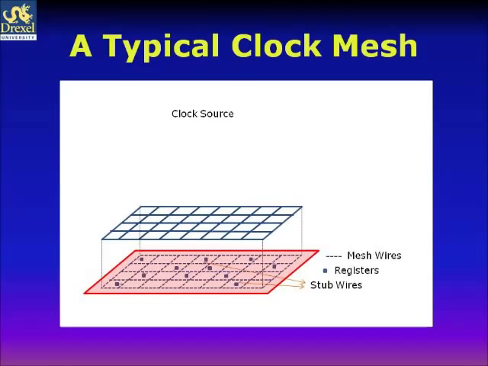This clock mesh structure with register sinks is driven at multiple points by a set of buffers called pre-mesh drivers. The clock signal is distributed from the clock source to each pre-mesh driver through a tree-like structure called the pre-mesh tree.